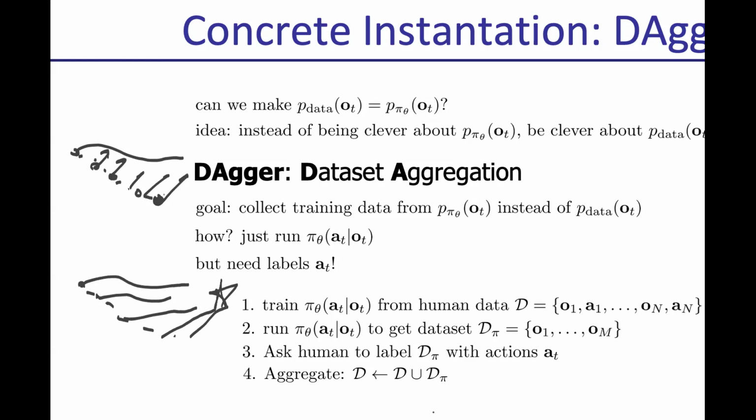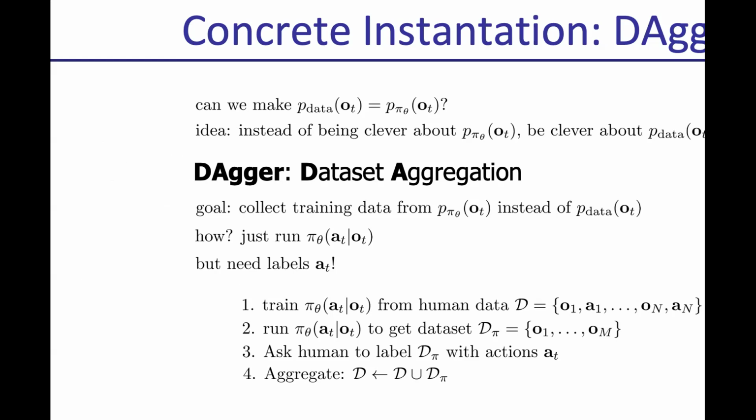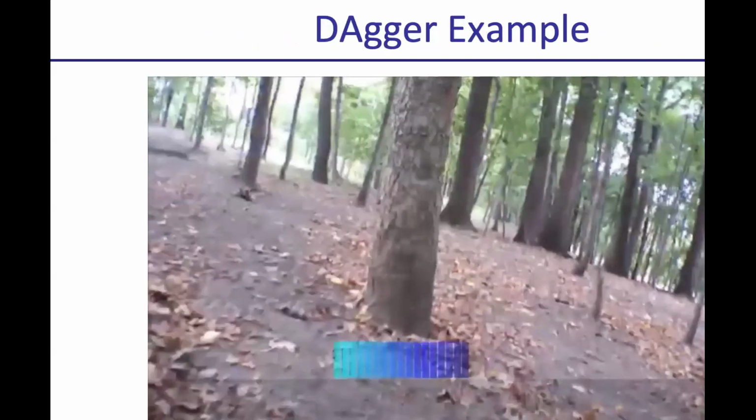Okay, so that's all that Dagger is going to do. But the important thing is you have to run it in the world, and then you have to ask a human to go to those states and say what they would have done at those states. Right? So at all the O's under rho pi theta or d pi theta, you have to query the expert. That's why it's called interactive imitation learning, because you have to have an expert in the loop. Okay, all right, so it works.